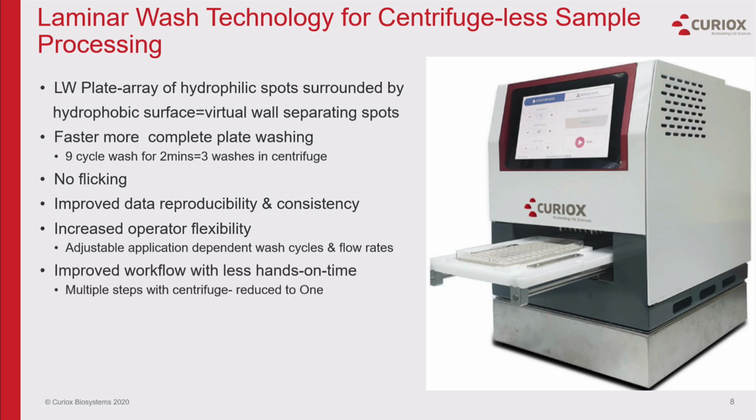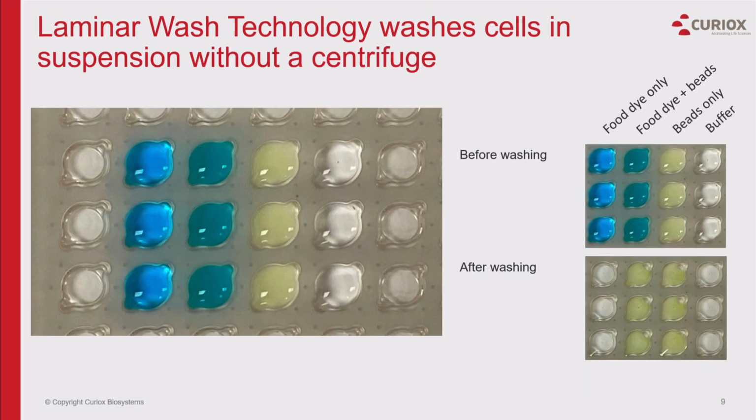So what I want to do, oh, sorry about this. I want to just show this to you really quickly on the right-hand side, and then I'll show you a video of the whole system working. But on the right-hand side, I want to show you before washing. In the first row here, that's really blue, that's food dye only. And what that represents is any debris or unbound antibody that could be in your samples.